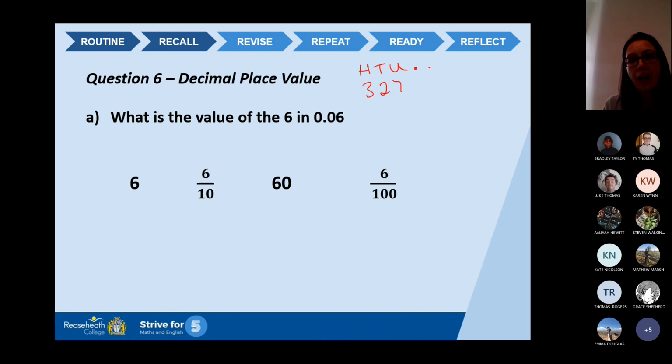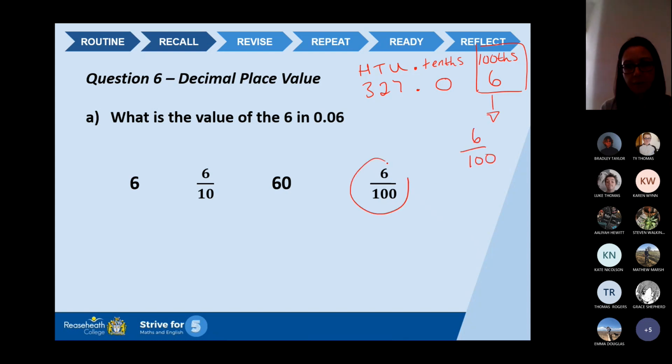After the decimal, you have tenths and hundredths. I'm just going to do it like that. So any numbers that come after this, so if we had a 0 and a 6 after it, the 6 is in the hundredths column. So therefore we have 6 hundredths, which is that one. Most people did put 6 hundredths, so that's really good. Nobody put 6 tenths, which I'm pleased about.